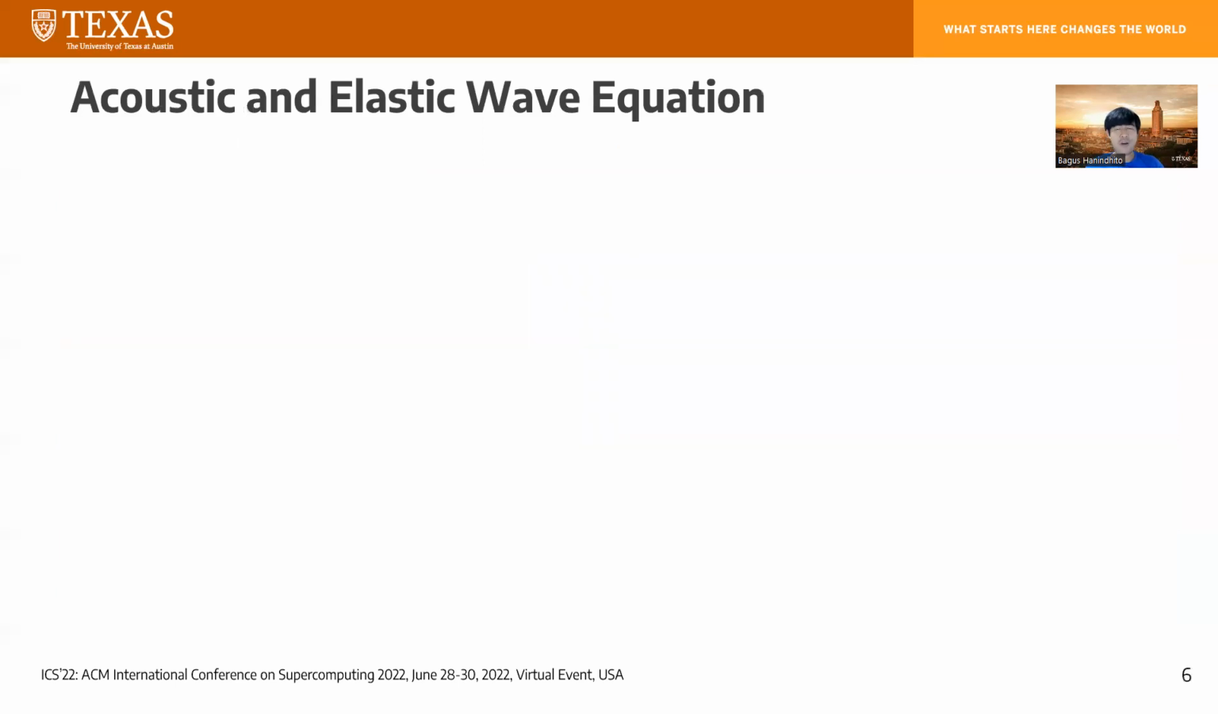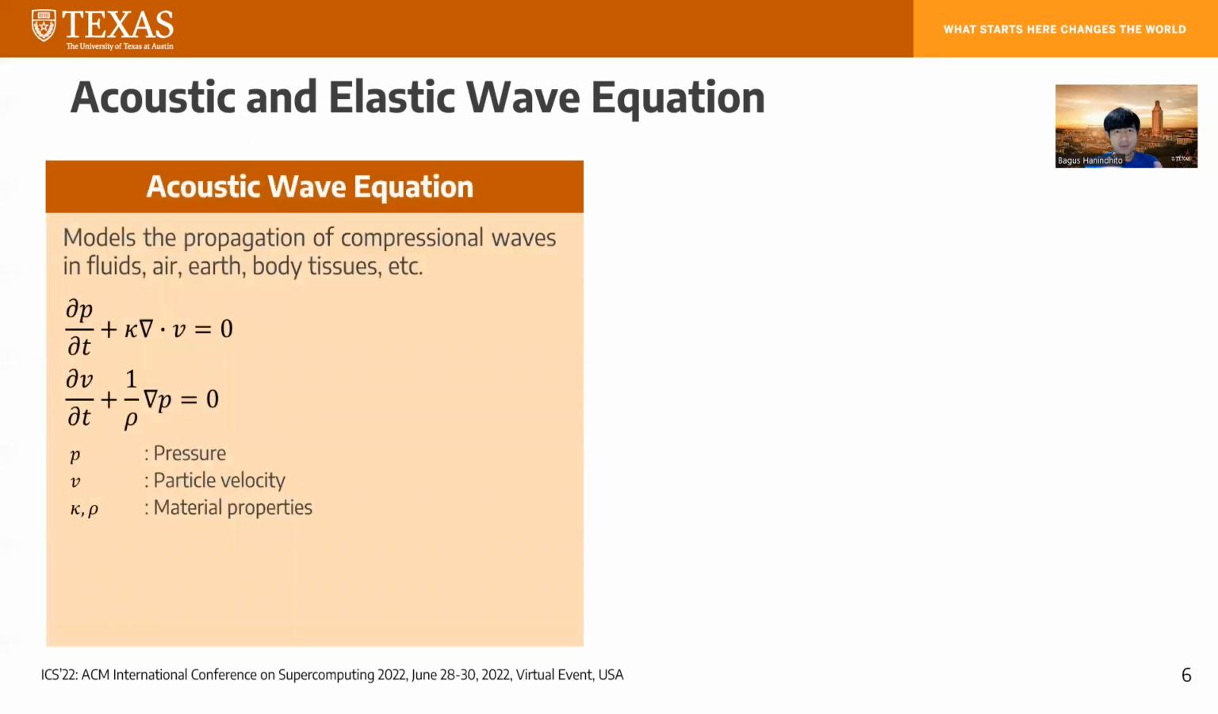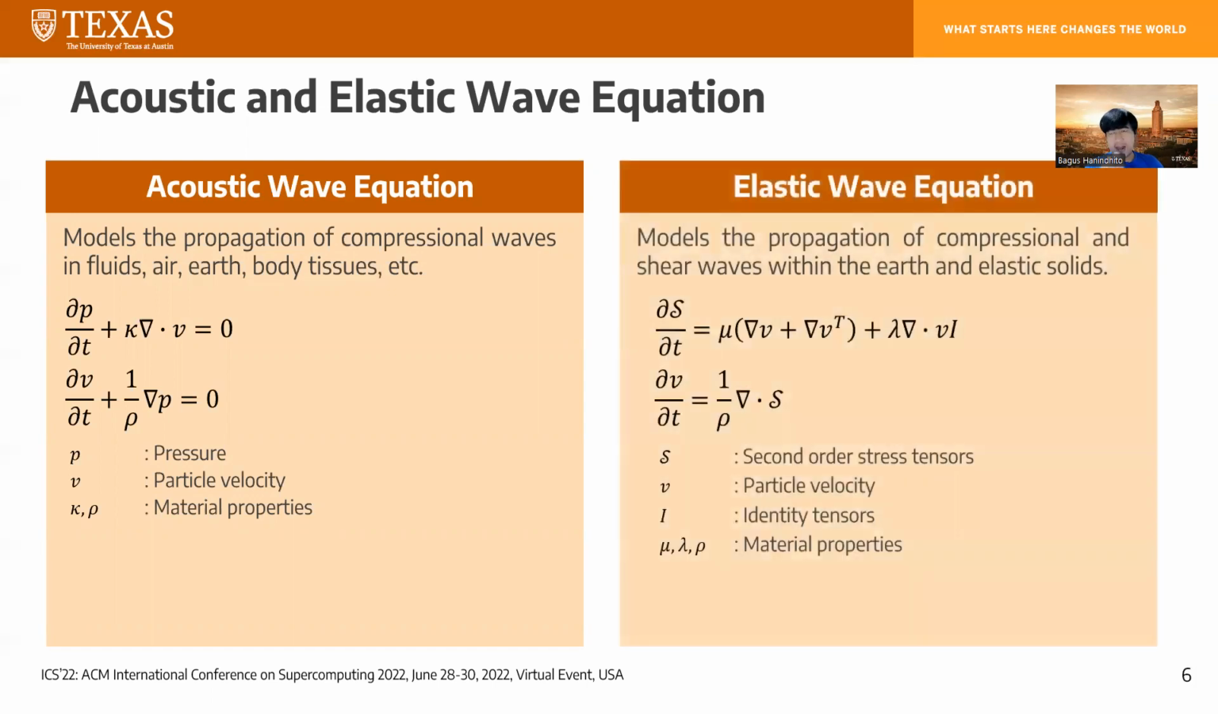And there are two wave equations that we would like to simulate in our wave simulators. But of course, our work can be extended to electromagnetic wave equations and anything else that uses wave equations. So the first one is the acoustic wave equation that models the propagation of compressional waves in fluids, air, earth, body tissues, etc. While the second one is the elastic wave equation that gives more detailed models for seismic waves within the earth and elastic solids. So you can say that the acoustic wave equation is just a subset of the elastic wave equation.